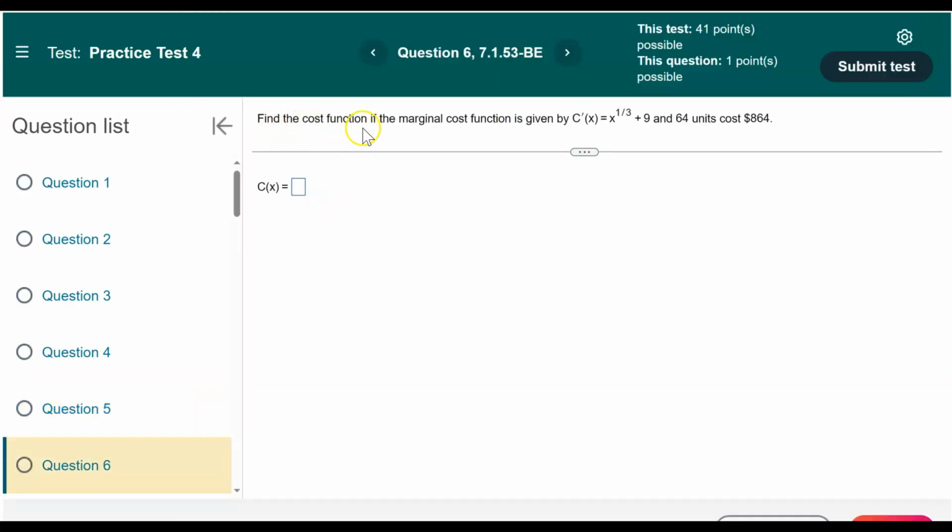Next problem, find the cost function if the marginal cost function is given by C prime of x equals x to the 1/3 plus 9, and 64 units cost $864. Now, since we are given the marginal cost function and we are to find the cost function, therefore, we would need to integrate the marginal cost. Marginal cost is the derivative. And so to get the function back, that means you get the antiderivative. So that means you just integrate this function here and use the given initial conditions here.